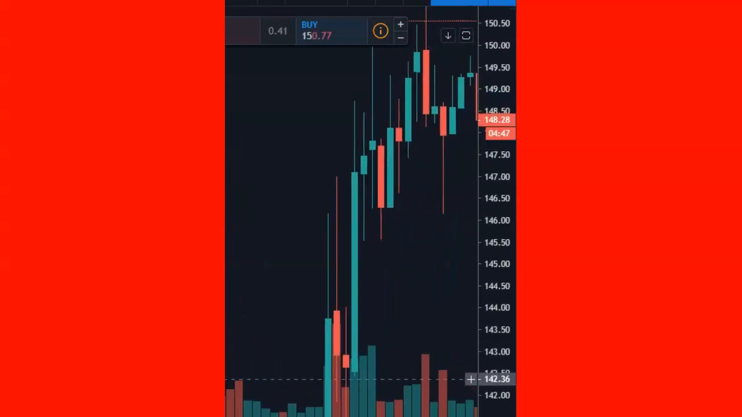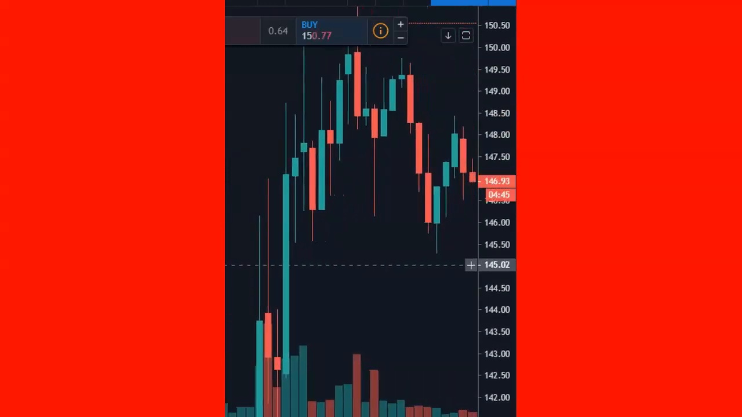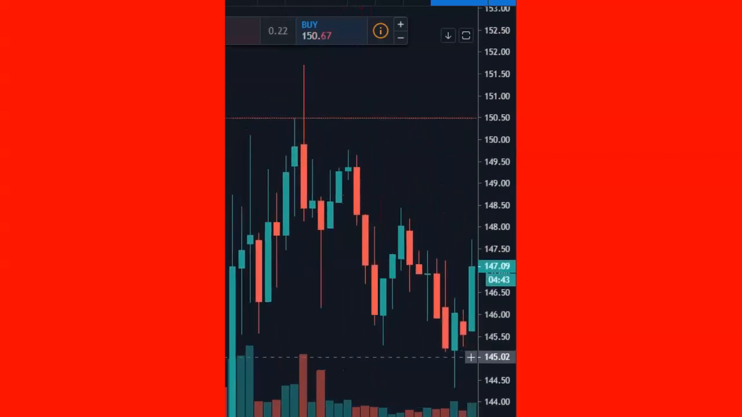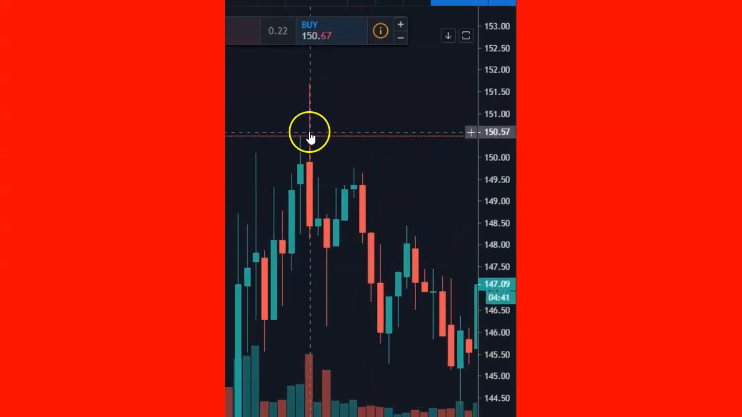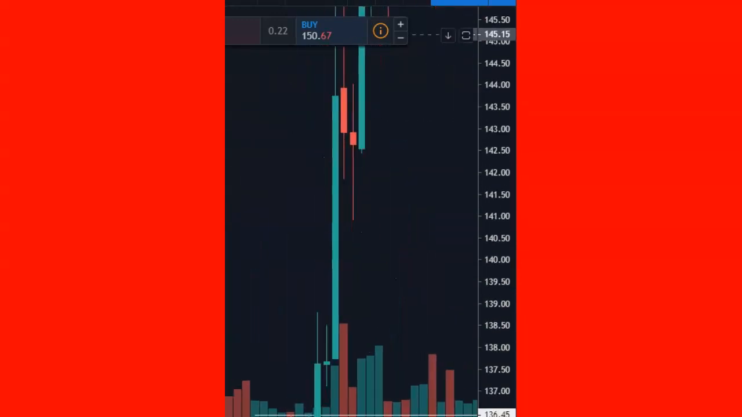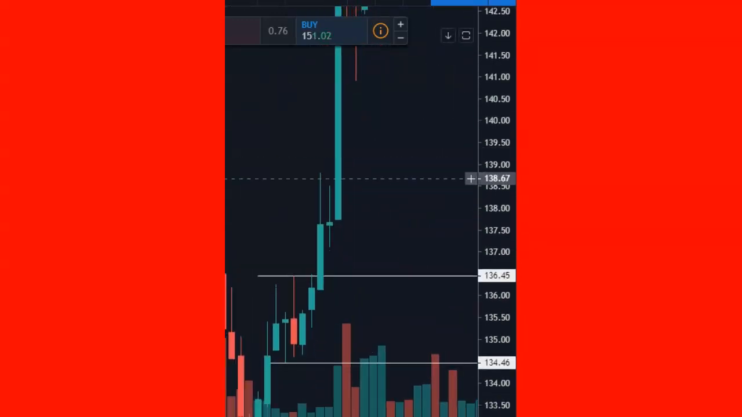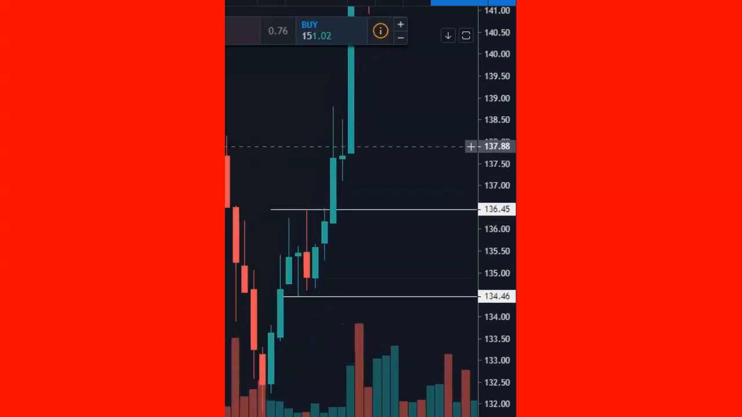Look at that. It kept going up. I probably would have been out, though. I would have taken profits and started looking for new patterns all the way up to 151.69.